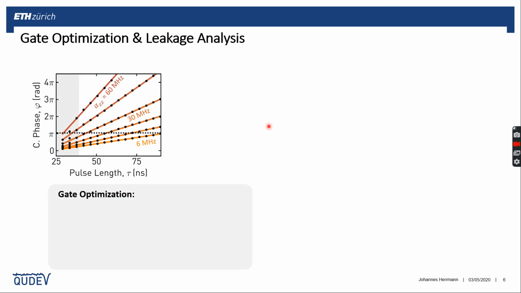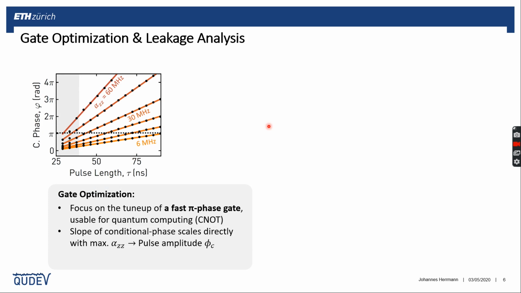And now, to further optimize our gate, we want to make it as short as possible. And we will now focus on a quantum computing application where we want to implement a CZ gate, and thus we implement a conditional phase of pi. And now we see here on this plot the pulse length versus the conditional phase for different pulse amplitudes.